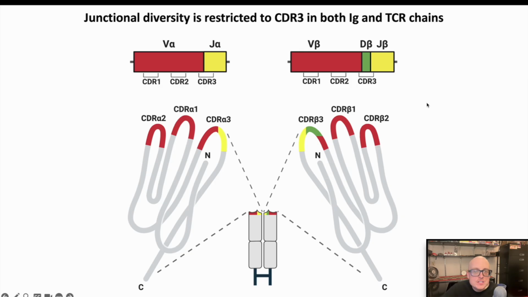So this is another difference in the way that TCRs function, in that junctional diversity is uniquely and especially important for binding of TCR to antigen, but also for putting together the overall diversity of the TCR repertoire.